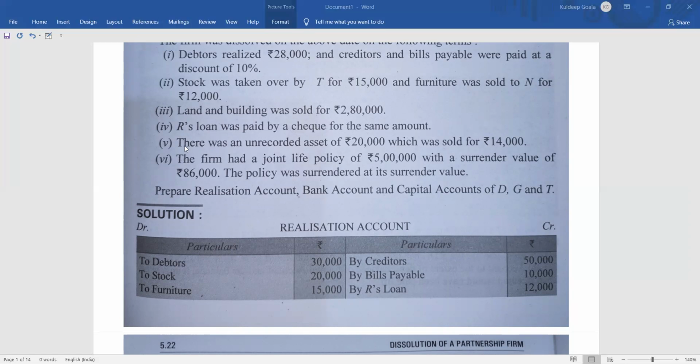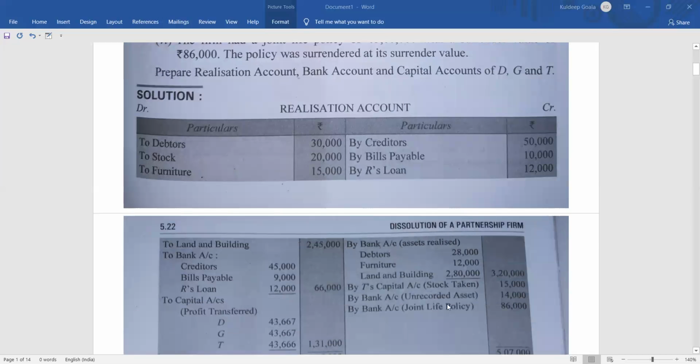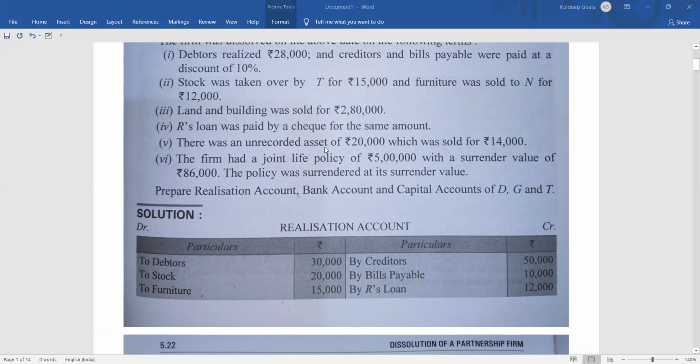Now coming to the next one, point number 5, unrecorded asset. That also we have done. If you want to do it separately, it will obviously come with the same journal entry. Bank account debit to realization account. So realization account credit side by bank account, unrecorded asset 14,000. And if you want to do it jointly as we have done in the earlier case, then that is okay. Nothing to do in that.